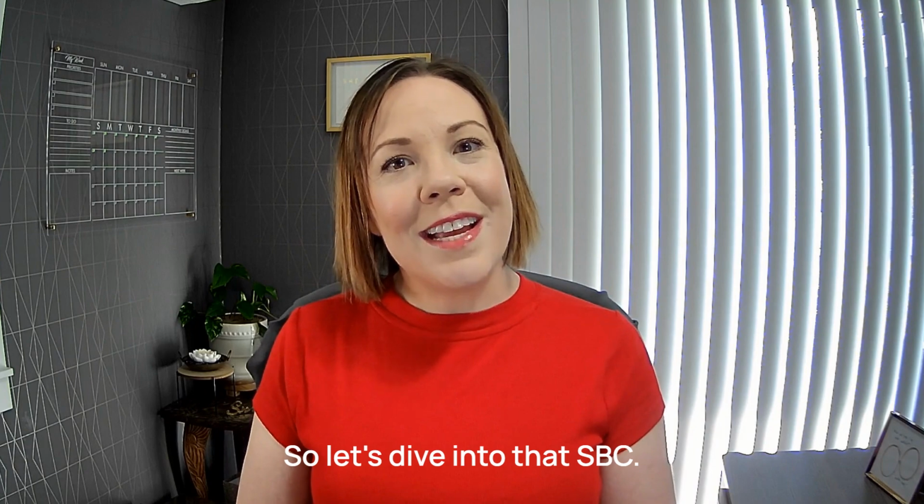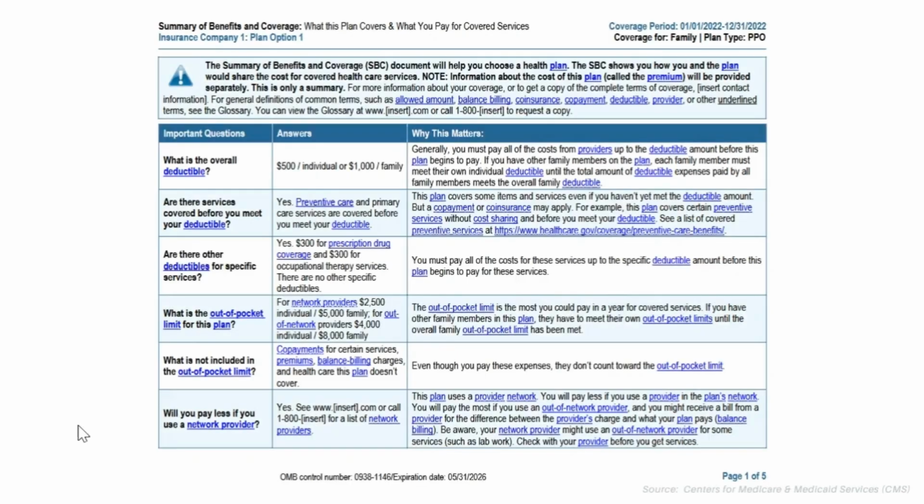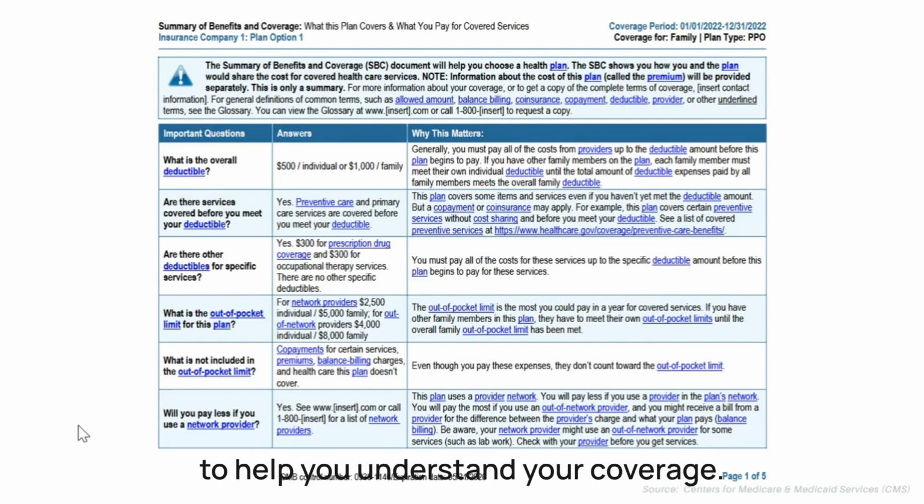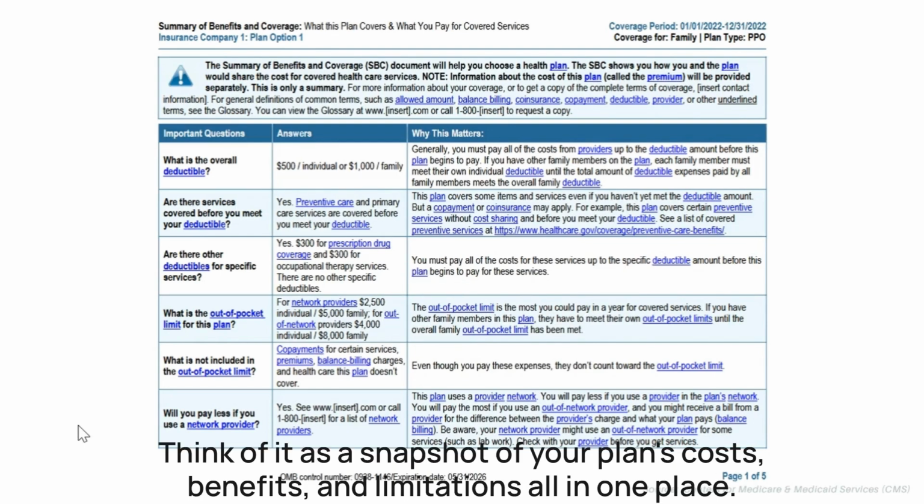So let's dive into that SBC. First, what is an SBC? It's a standardized document that health insurance companies provide to help you understand your coverage. Think of it as a snapshot of your plan's costs, benefits, and limitations all in one place.